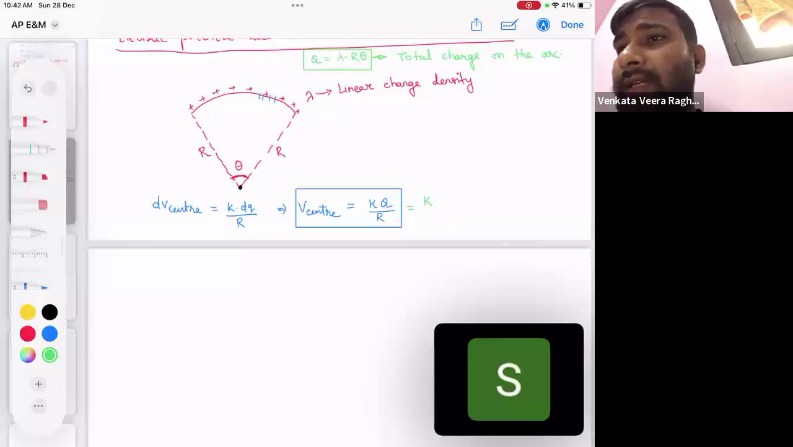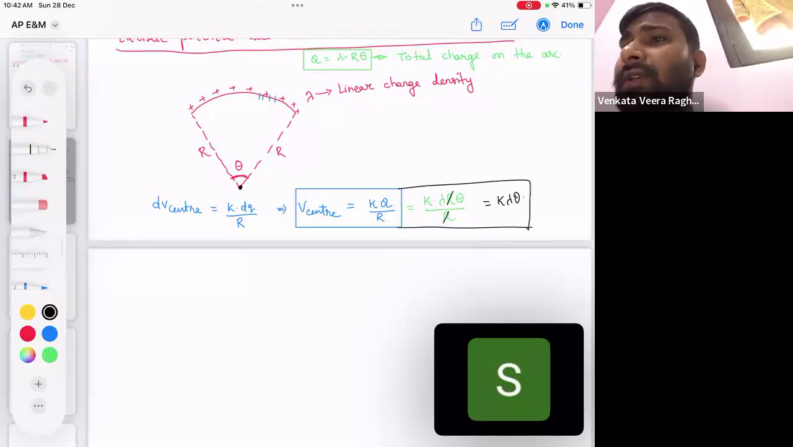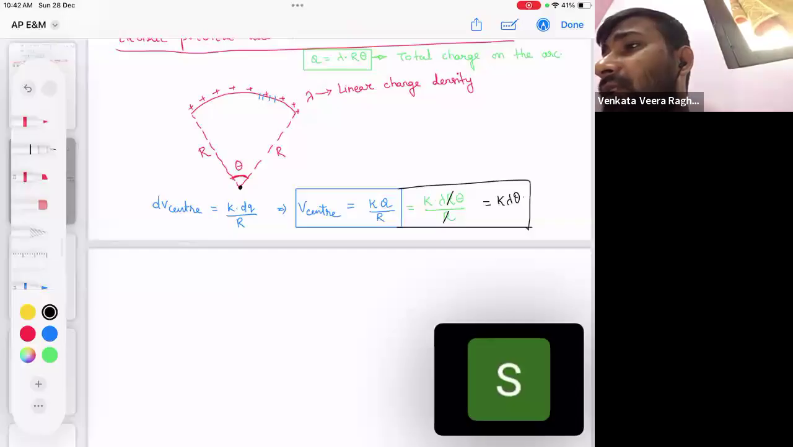So you can also write this formula: Q is lambda r theta, divided by r. You see that if you simplify it, r and r get cancelled out. K lambda theta we will have. So no need to remember multiple formulas. Just try to understand it. If I'm going to calculate the potential due to a circular arc, I will just get KQ by R, because in the case of an arc, every point on it is exactly the same distance from the center. Understood?